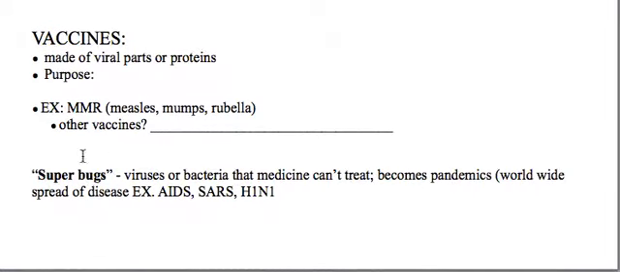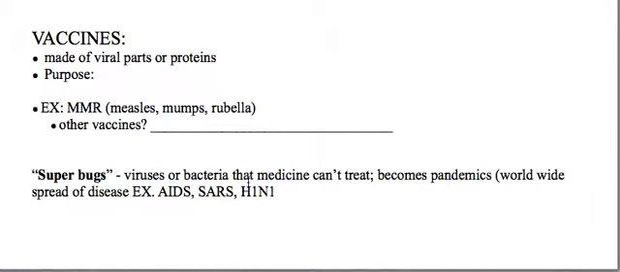There are such things as called superbugs. These are viruses or bacteria that medicines can't treat. And we've talked about this in your evolution test today. So this is why we don't want to give antibiotics every time someone gets sick, because you could evolve viruses that become drug resistant. And the example of some drug resistant superbugs right now, AIDS, SARS, and H1N1 are older.